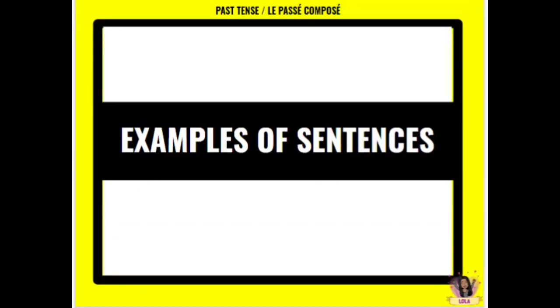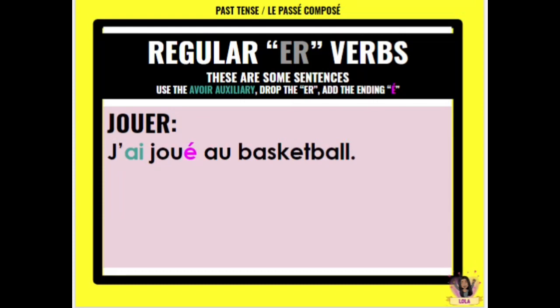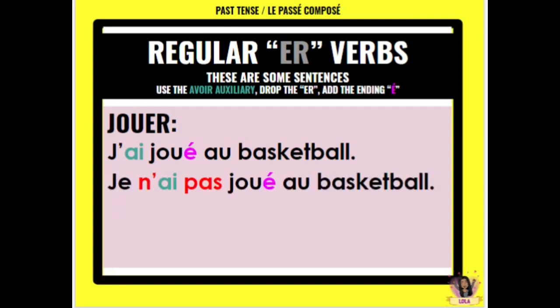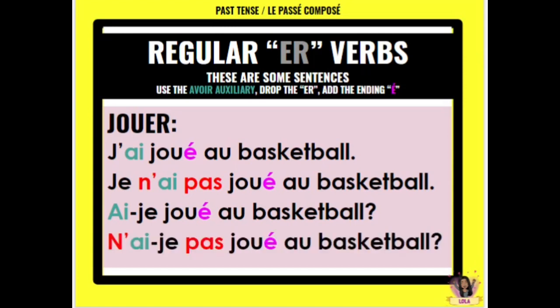So now we're just going to take a look at some examples of sentences. Let's use the verb jouer, which means to play. J'ai joué au basketball. That would just be in the normal positive form. Je n'ai pas joué au basketball. That's negative. Then we've got inversion, where we ask a question, where we flip the subject and the auxiliary. So, ai-je joué au basketball? And then made that negative. N'ai-je pas joué au basketball?